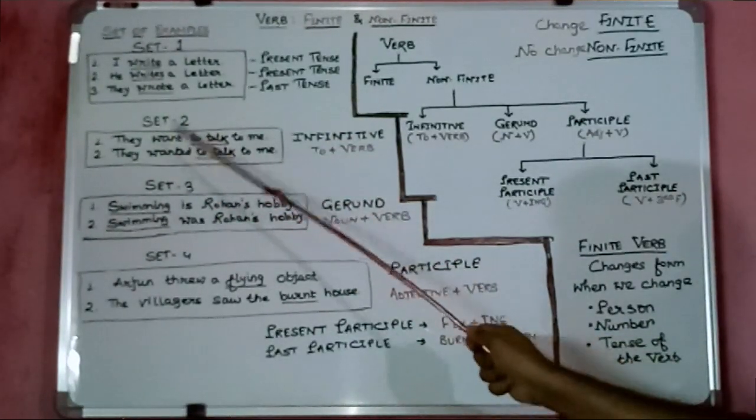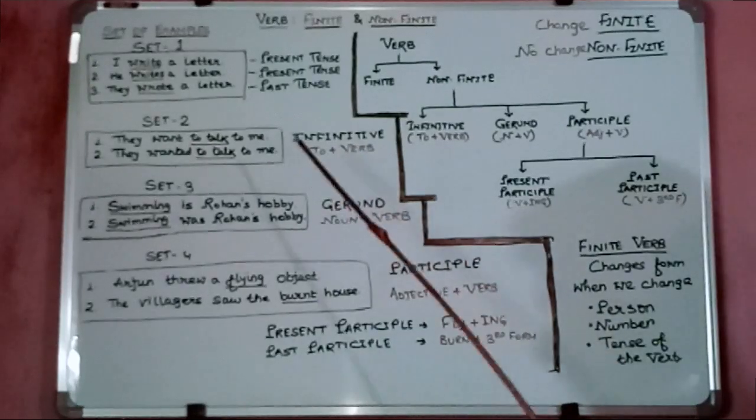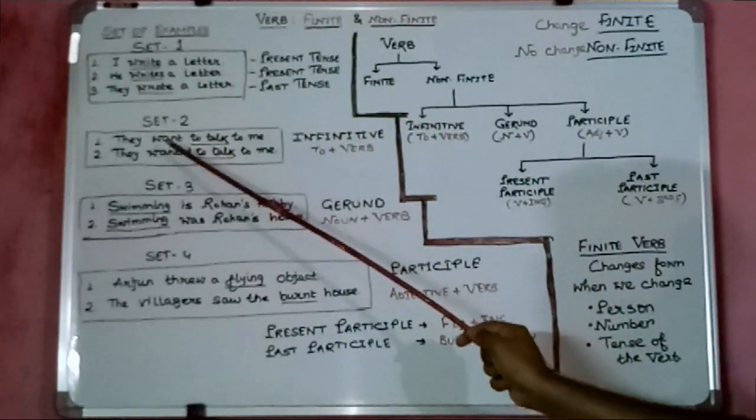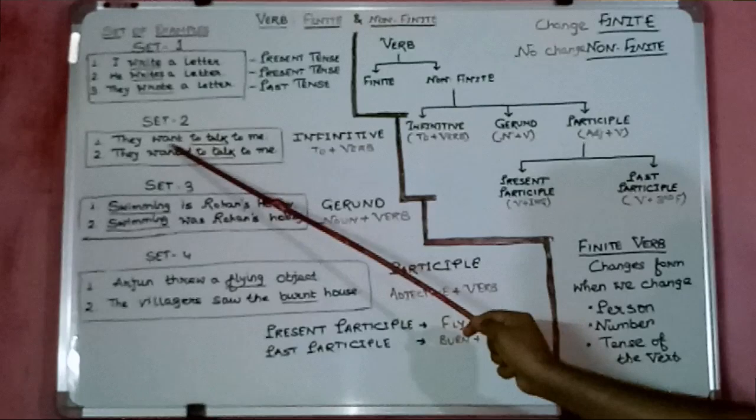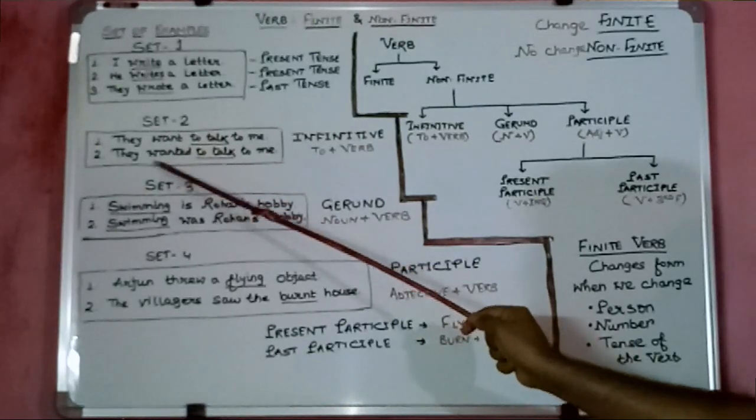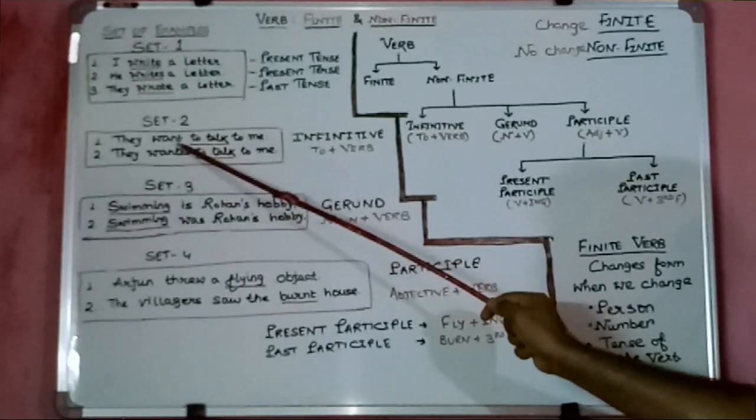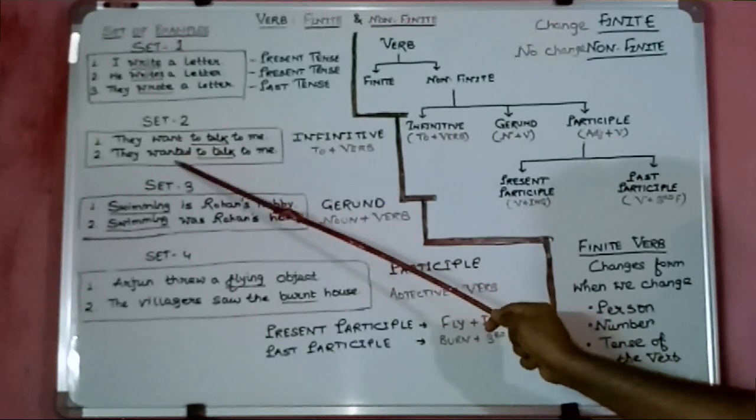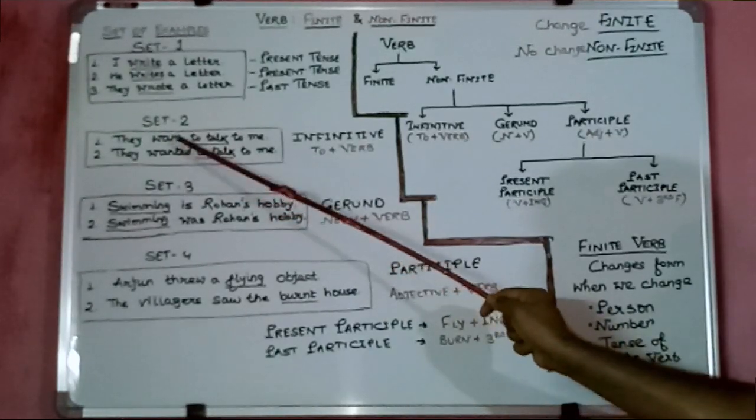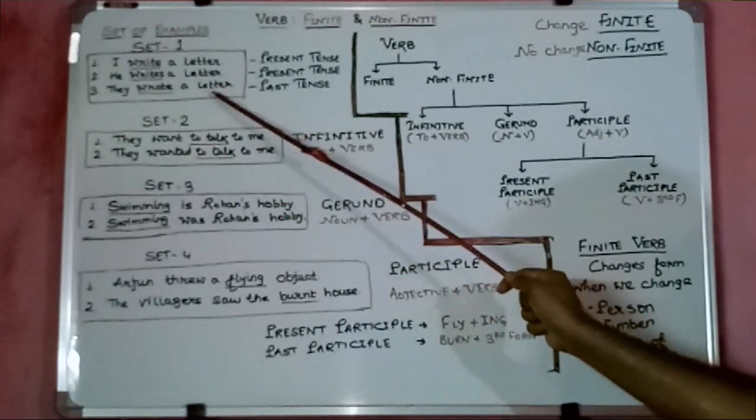You can see there are two types of verbs in both the sentences. In the first sentence, you can see want, and in the second sentence, you can see wanted. So when we change the tense, we have seen the verb form is also changing. Want is becoming wanted, but this is not non-finite verb. This is finite verb, as I have explained before.